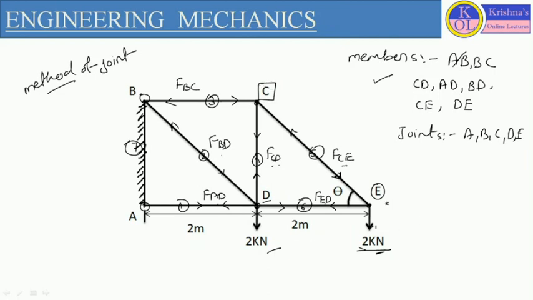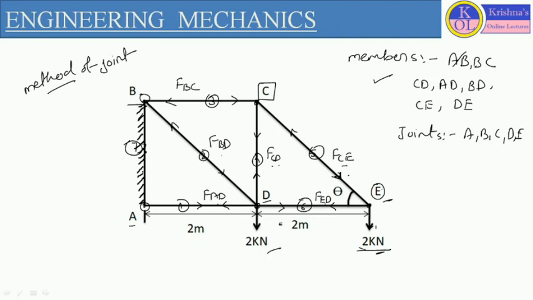So here we have only one joint which has the maximum number of known values, or minimum number of unknown values. Here we have 2 unknown values and 1 known value, so we can prefer this joint E first. Joints A and B are both fixed joints, so they are not at all considerable for the analysis. So here we will take only 3 joints: E, D and C.